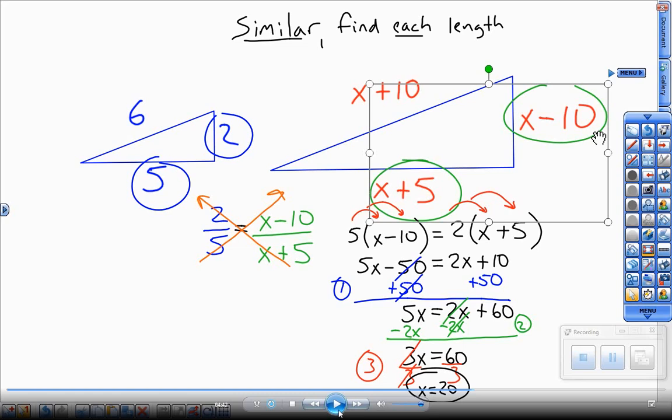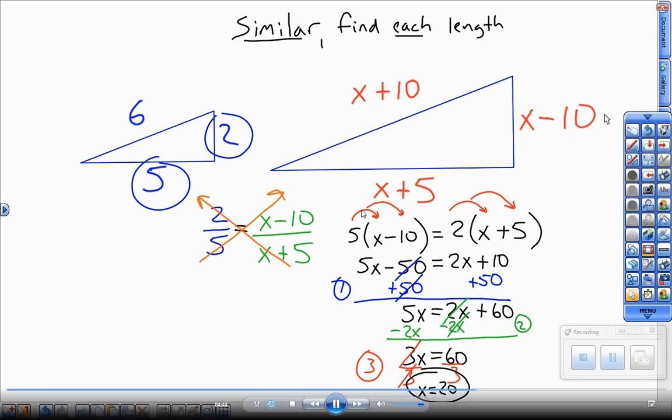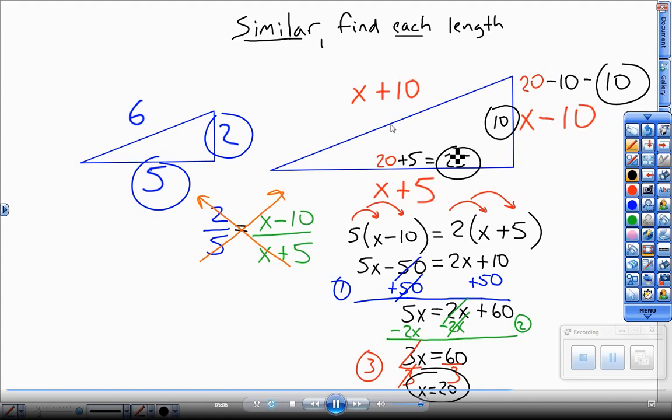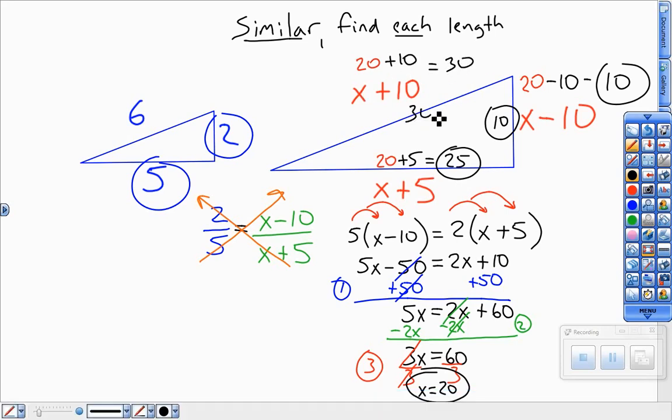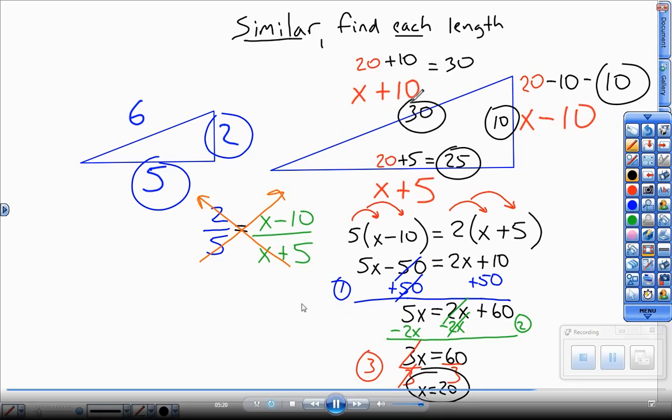So when I plug those all in, I'm plugging in 20 where all those x's used to be. Putting a 20 right here. Still have that minus 10. That gives me that piece is 10 units long. That should be an equal right there. When I plug in 20 into this one, 20 plus that 5 still there gives me this length is 25. When I plug in 20 into this, 20 plus 10 gives me 30. And again, all that makes sense.